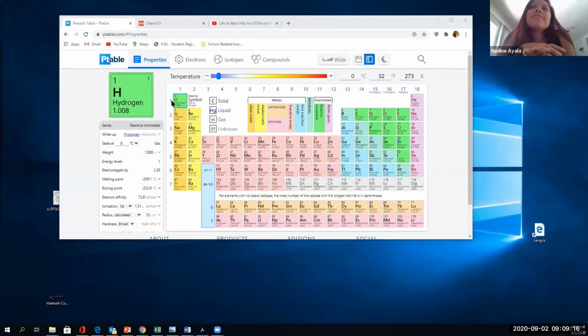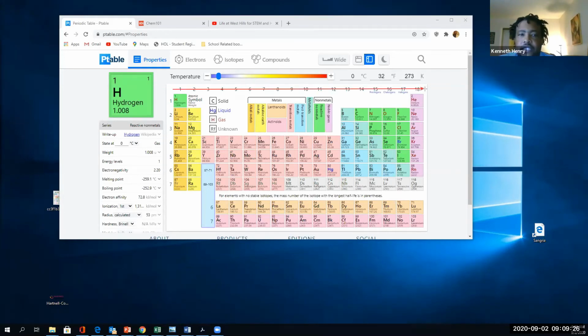Yes. So as I go from left to right, my size is going to get smaller. The reason it's going to get smaller is because the number of protons is increasing, right? So it's going to have a stronger pull on the center part of the atom, the nucleus. So the nucleus is going to be pulling those electrons closer to it because there's more positive charge.